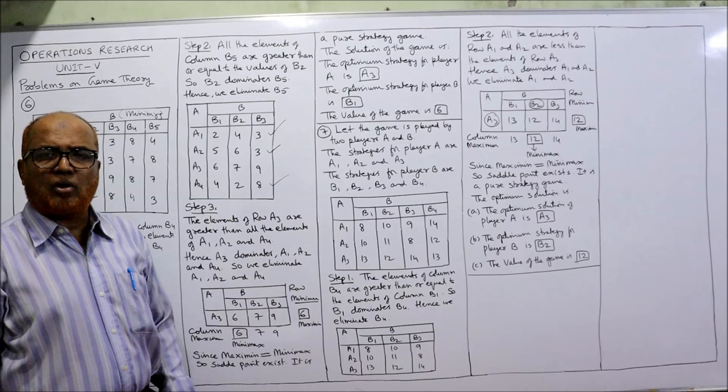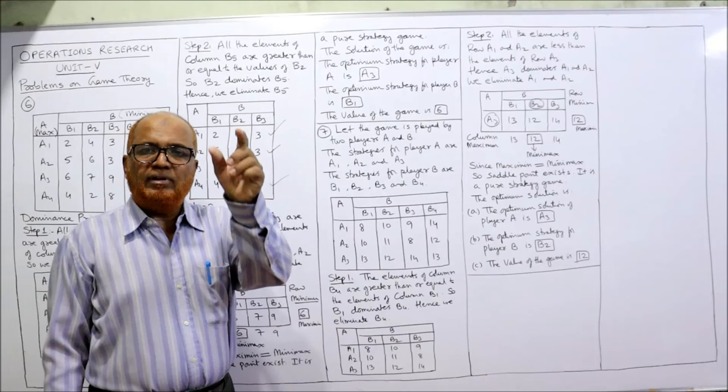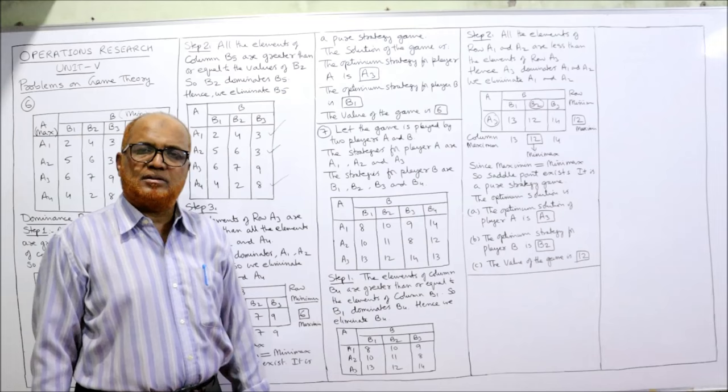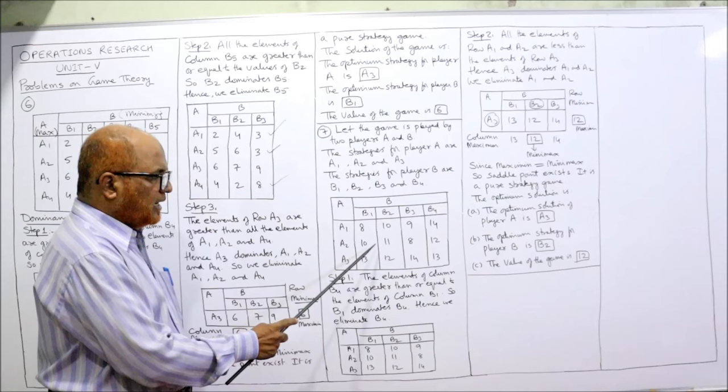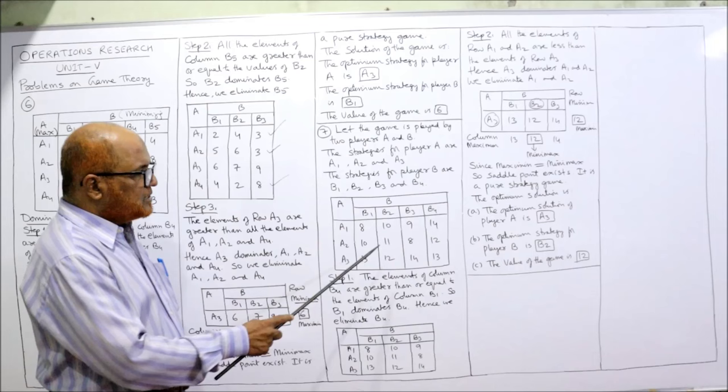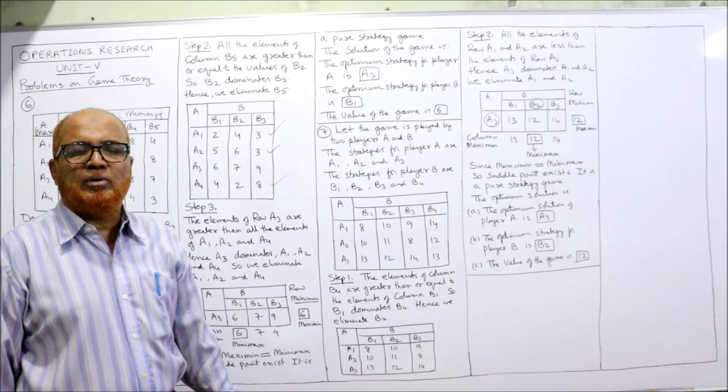First of all, columns. In columns, we have minimizing player. He will keep the minimum column and eliminate the maximum. Right? So first of all, we compare B1, B2. 8, 10. 10 is greater. 10, 11. 11 is greater. 13, 12. 12 is less. That means these two values are more, whereas this value is less. So no dominance between B1 and B2.